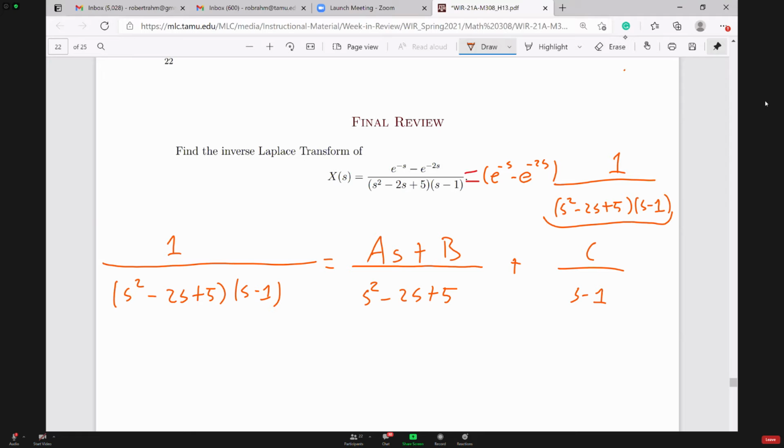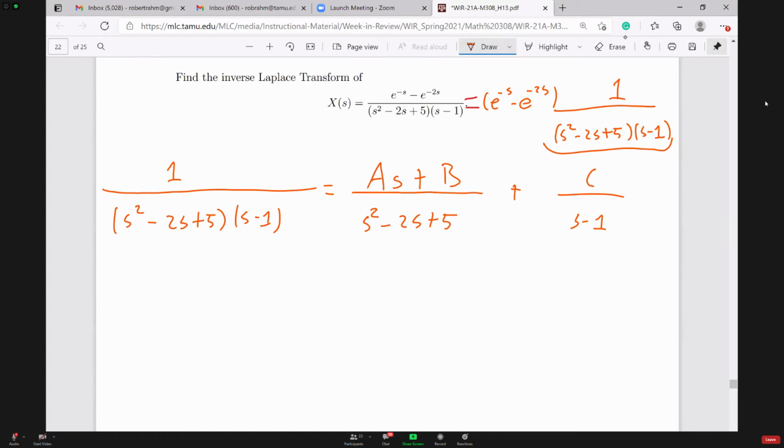Okay, and so now what we're going to do is we're going to solve for A, B, and C. So you might have different shortcut ways of doing this. I'm going to tell you how I'm going to do it. It works for any sort of partial fraction setup, but again, however you want to do it is fine as long as it's mathematically valid. I'm just going to do the one that works for everything. So step 1, I'm going to clear denominators, and so I get 1 is equal to as plus b times s minus 1 plus c times s squared minus 2s plus 5.